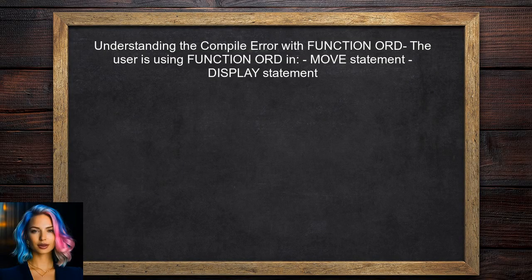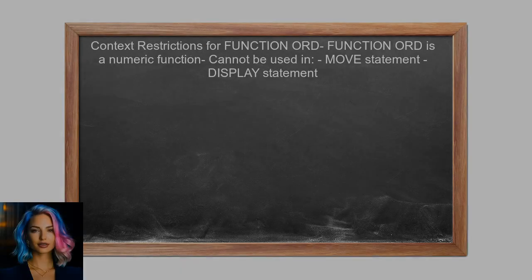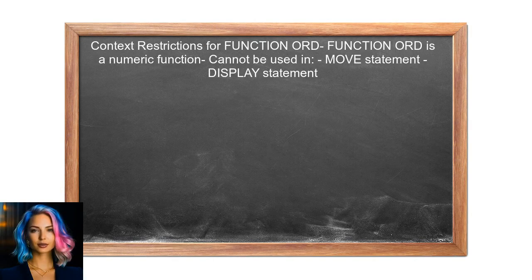To understand why the user is encountering the compile error with the function ORD, we need to look at the context in which it is being used. The user is trying to use the function ORD directly in a move statement and a display statement. In COBOL, certain functions like ORD can only be used in specific contexts. The error message indicates that the function is not allowed in the context of the move and display statements. This is likely due to the way COBOL handles numeric functions.